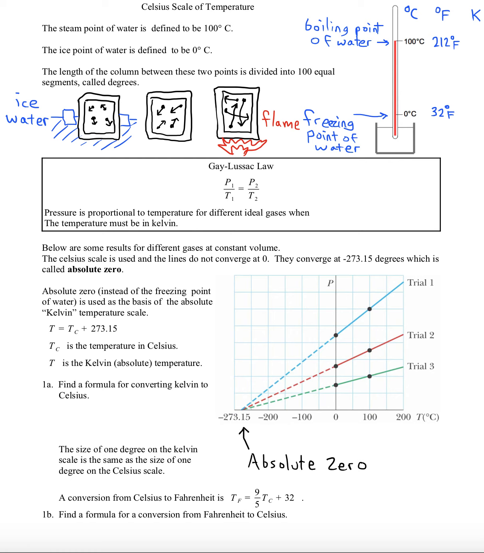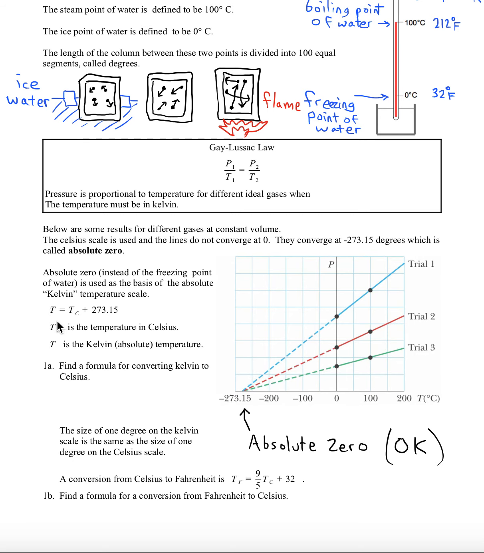So it turns out that 0 on the Celsius scale does not actually correspond to 0 energy. And that's what the Kelvin scale is for. The Kelvin scale calls absolute 0, 0 Kelvin. So this formula here tells us how to convert a Celsius temperature to a Kelvin temperature. You have to actually add 273.15 to the Celsius temperature to get the temperature in Kelvin.